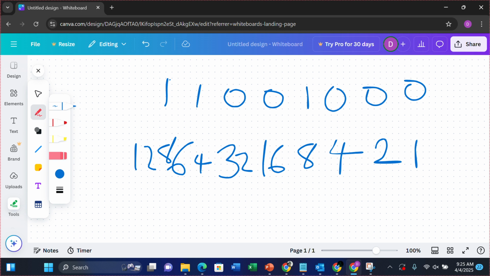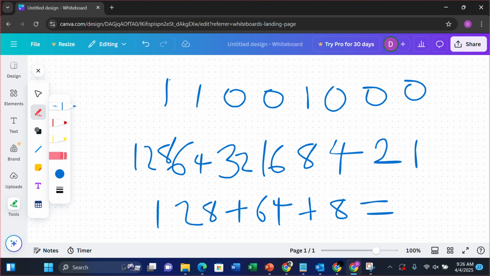Now, for us to get the decimal of this number, strike out the numbers under 0, okay? So 32 is under 0, 16 is under 0, 4 is under 0, 1 is under 0, so you strike those ones out, and would only focus on the numbers that are under 1, which means we have 128 plus 64 plus 8. Those are the three numbers that are under 1.